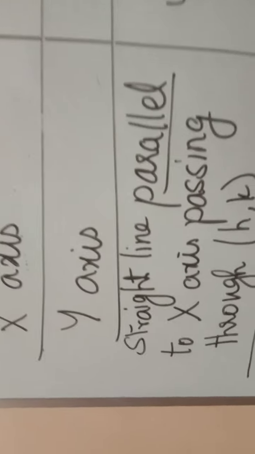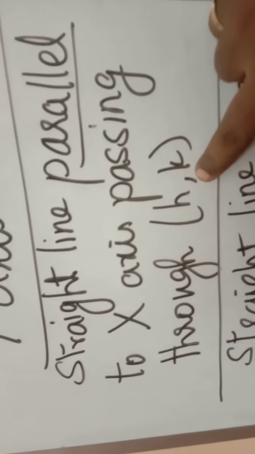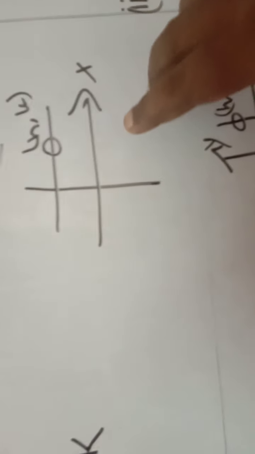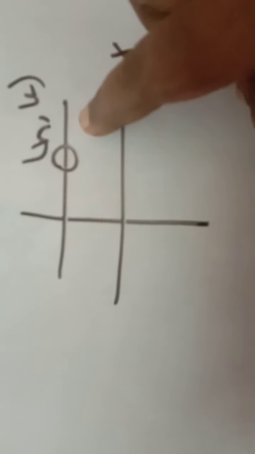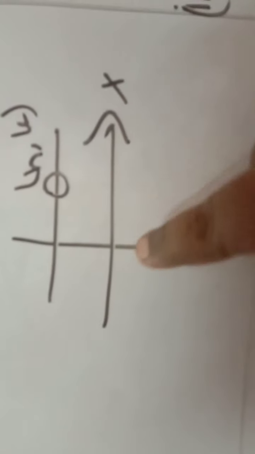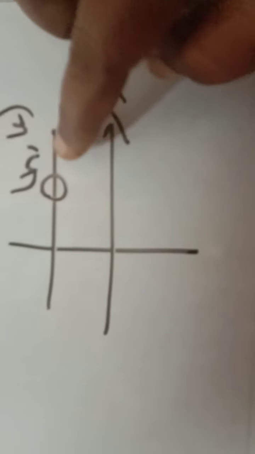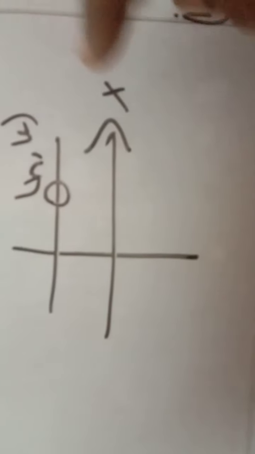Next, equation of a straight line parallel to x-axis and passing through h comma k. Don't get confused, just see the diagram. This is x-axis, a line is parallel to x-axis and passing through one point, as it is in the first quadrant. Consider the point as h comma k. So we are going to find the equation of this straight line parallel to x-axis and passing through h comma k.